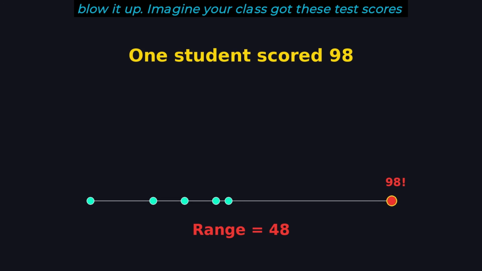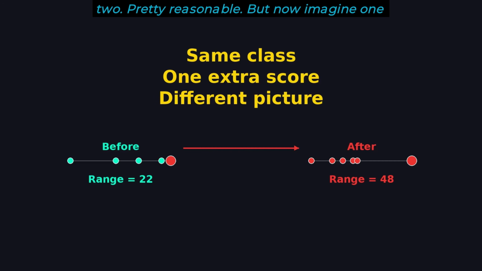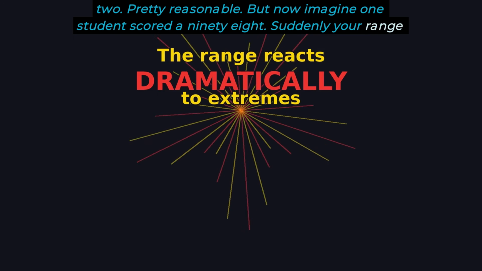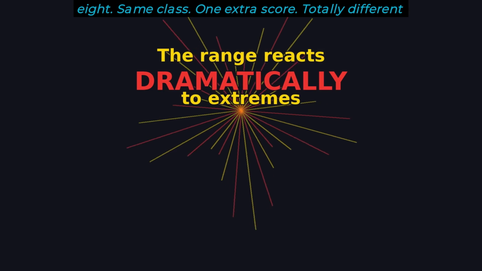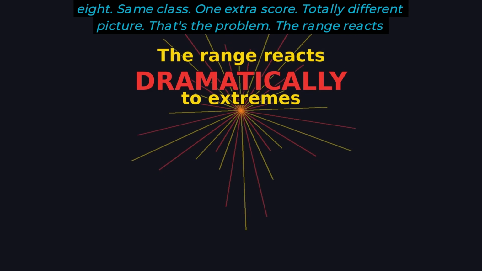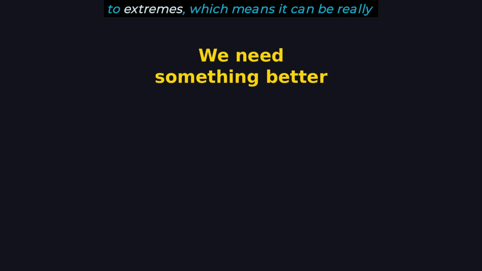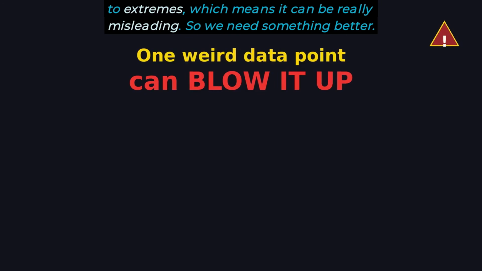Imagine your class got these test scores: 50, 60, 65, 70, 72. The range is 22. Pretty reasonable. But now imagine one student scored a 98. Suddenly your range jumps to 48. Same class. One extra score. Totally different picture. That's the problem. The range reacts dramatically to extremes, which means it can be really misleading. So we need something better.